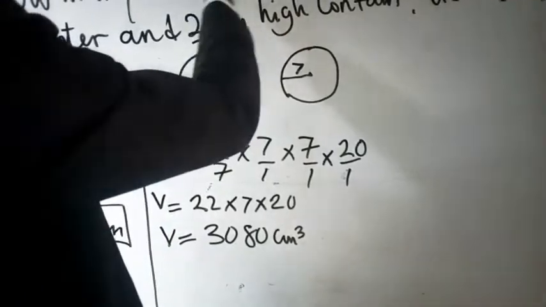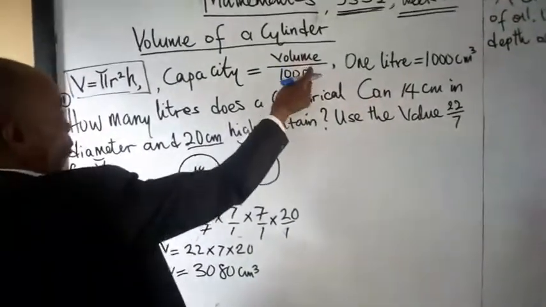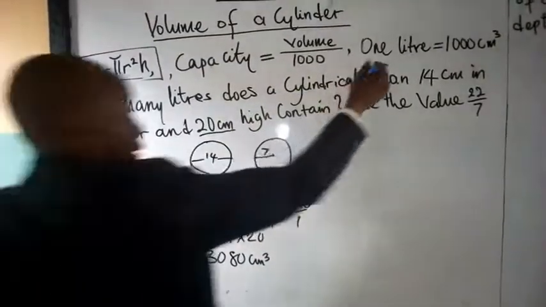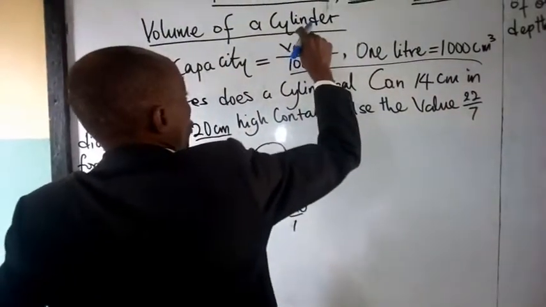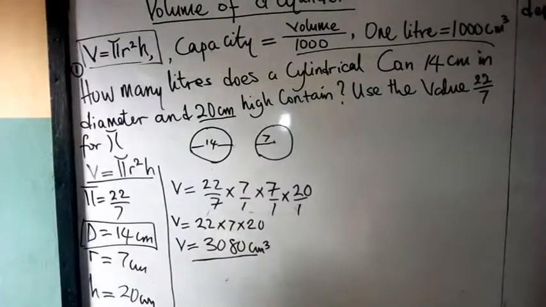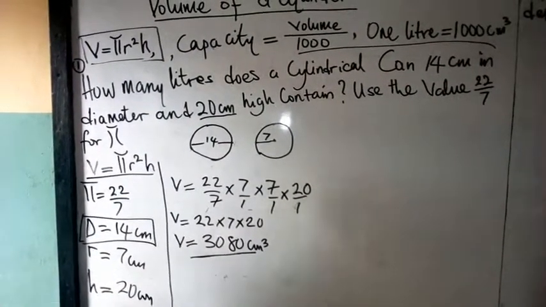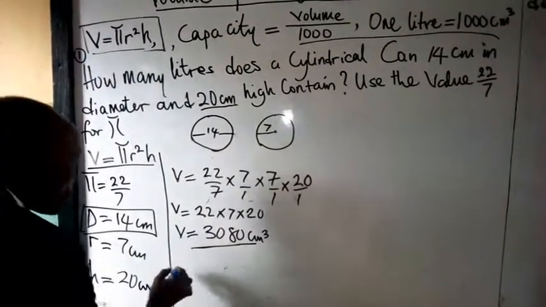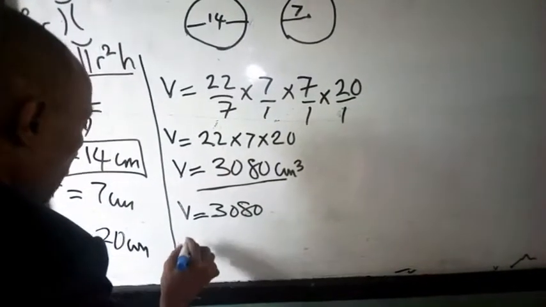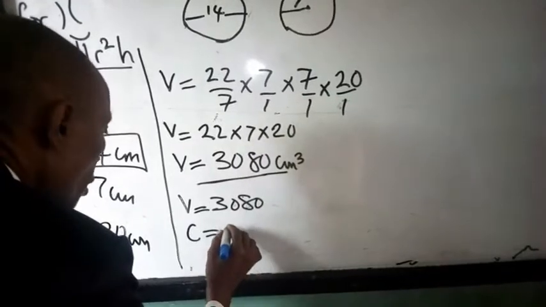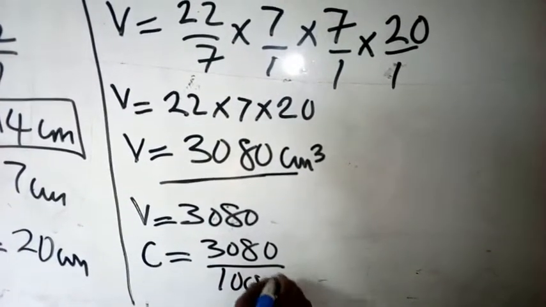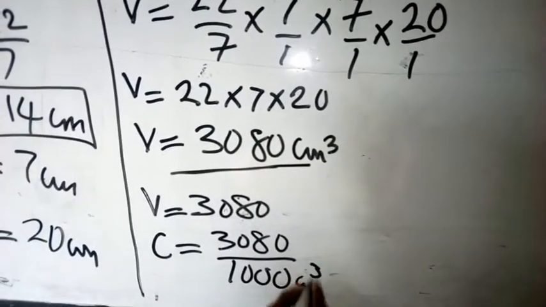So what's the carrying capacity of that in liters? I have told you already, capacity is always volume all over 1,000. Remember, this is what we are talking about. You have the volume here, then the carrying capacity is going to be C all over 1,000, meaning C is equal to V all over 1,000, which is, volume is given already to be 3080. Now capacity is going to be 3,080 all over 1,000 centimeters cubed.